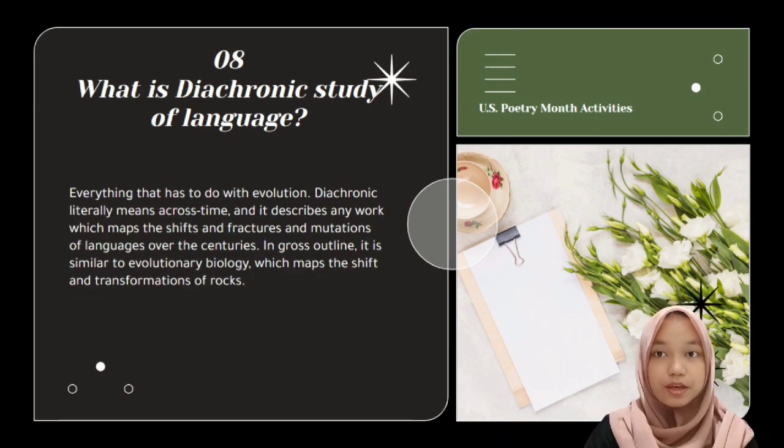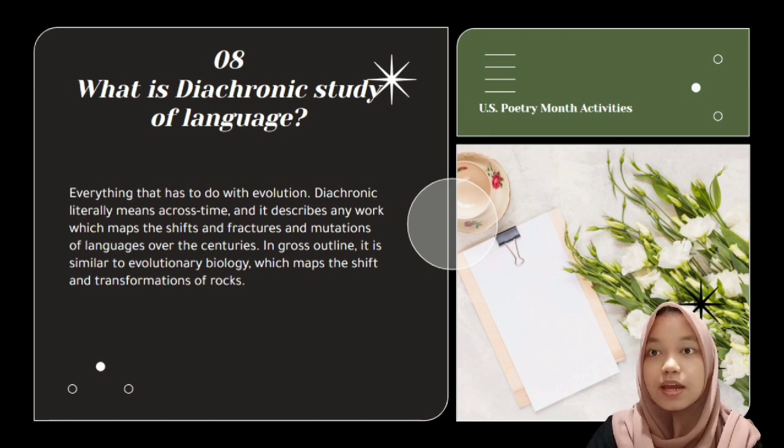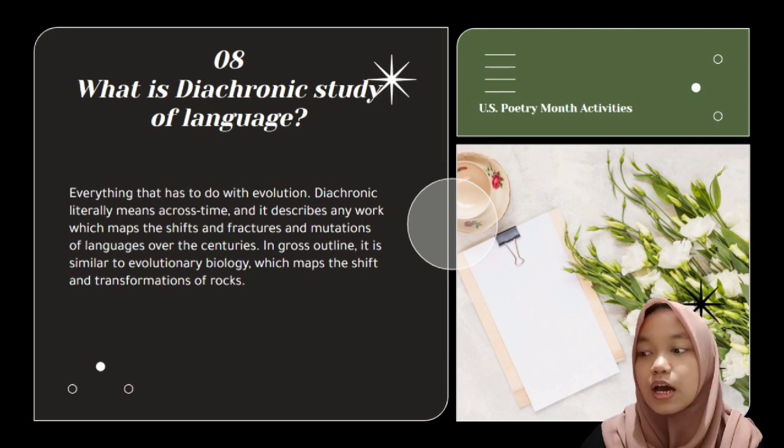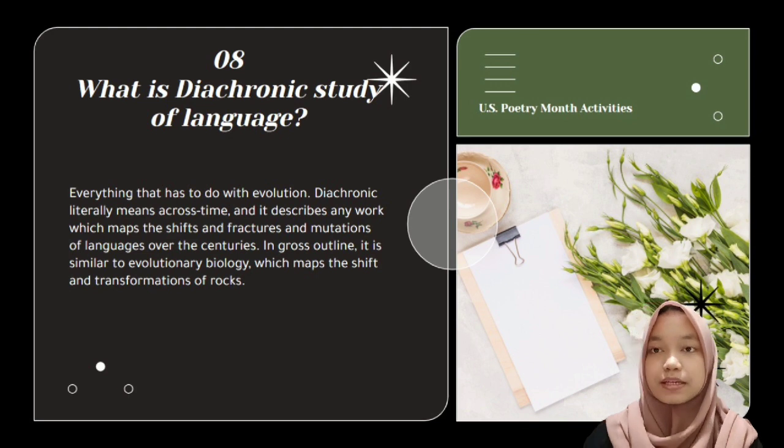For number 8, we have diachronic study of language. What is diachronic study of language? It is everything that has to do with evolution. Diachronic literally means across time, and it describes any work which maps the shifts and fractures and mutations of languages over the centuries. In broad outline, it is similar to evolutionary biology, which maps the shifts and transformations of rocks. So, similarly, synchrony and diachrony designate respectively a language state and an evolutionary phase.